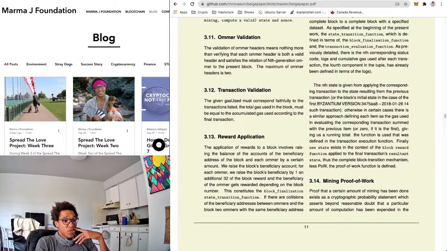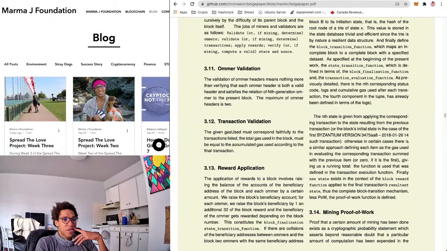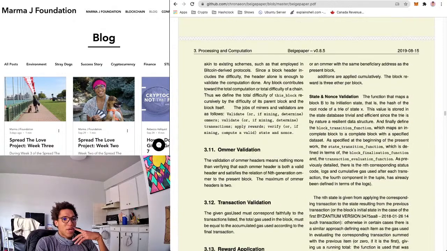If there are collisions of the beneficiary address between Omers and the block, or two Omers with the same beneficiary address, or an Omer with the same beneficiary address as the parent block, what happens? Additions are applied cumulatively. The block reward is 3 ether per block.